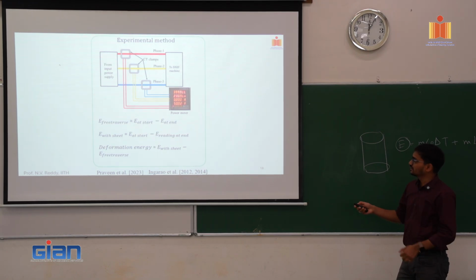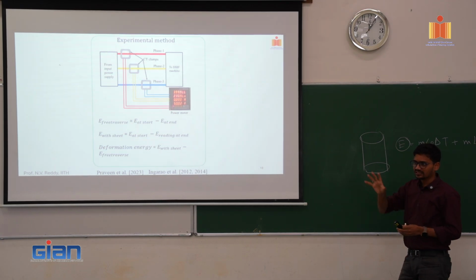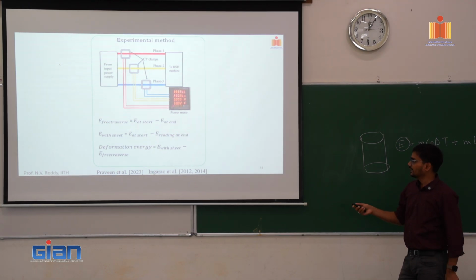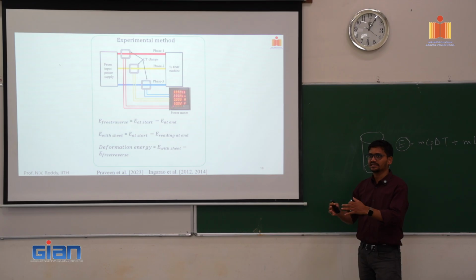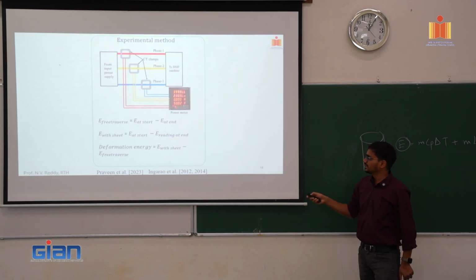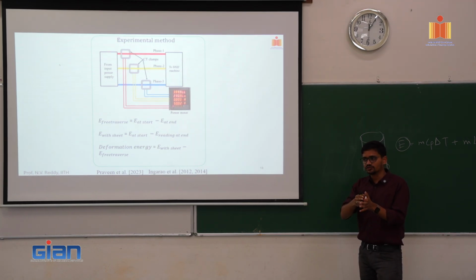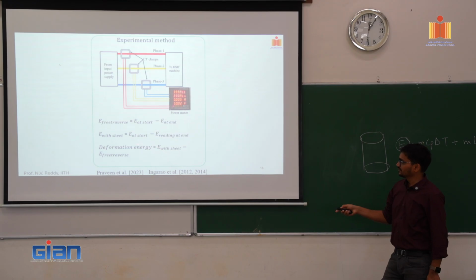Now this is the typical experimental method. You have a power meter which you plug to the machine, which will tell you the total power usage in a given time. And for the free traverse, you basically use the power meter to experimentally calculate the reading shown by the power meter at the start and at the end, and that difference will give you the energy which is required for the tool to traverse.